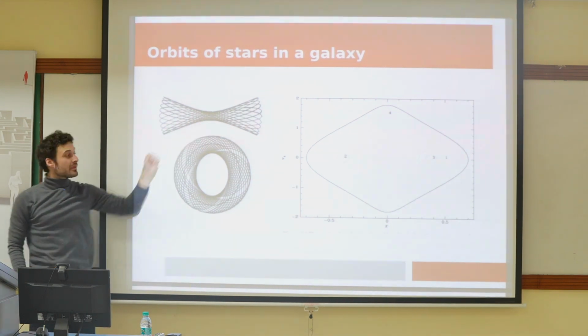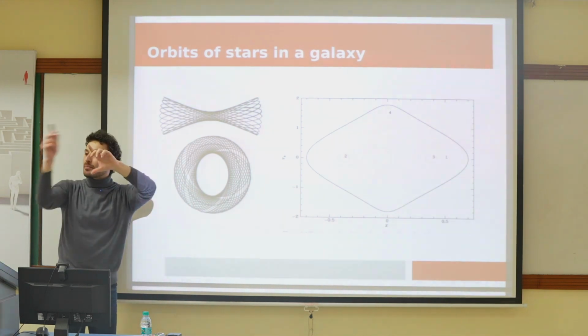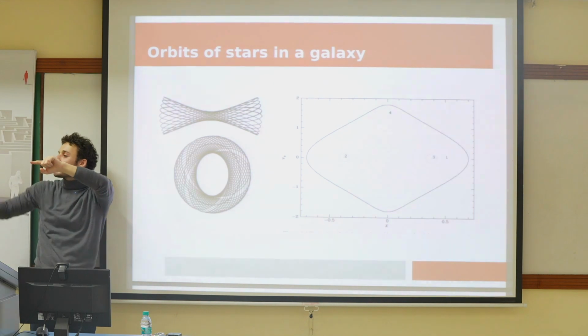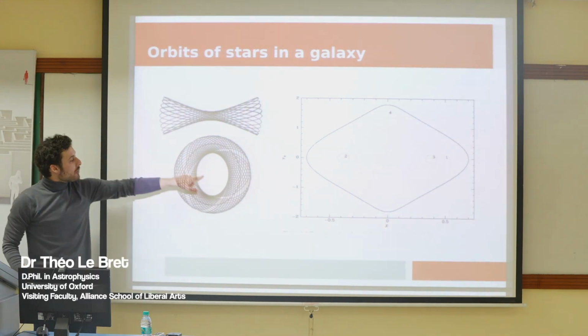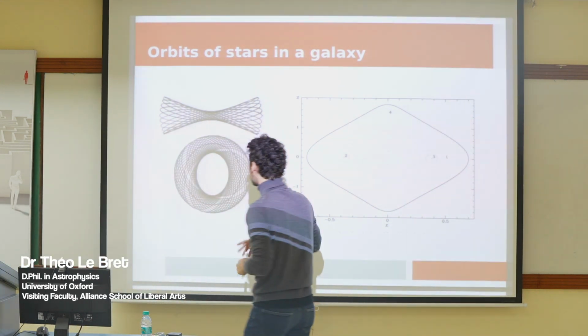The other type of orbit that you're allowed is closer in spirit to the Kepler potential. The Kepler potential was planets orbiting around the sun, for instance. Except that here, you're not quite at the Kepler potential, you're at a slightly different potential.